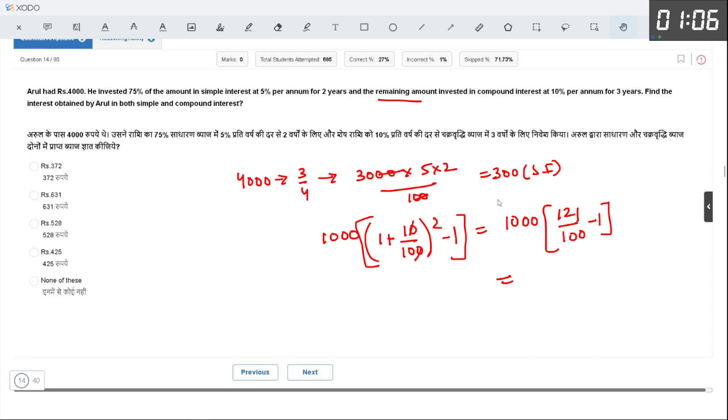Compound interest is 10% per annum for 3 years. Sorry, for 3 years. So for 3 years means 1331 by thousand, right? So 1331 means we subtract 1000, again denominator 1000, this 1000 cancels, 331 will be there. So what is the sum? Find the interest obtained by both simple interest and compound interest. 300 plus 331 is, sorry, 631.